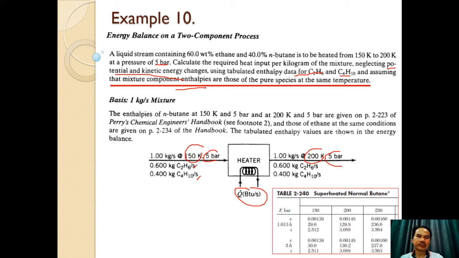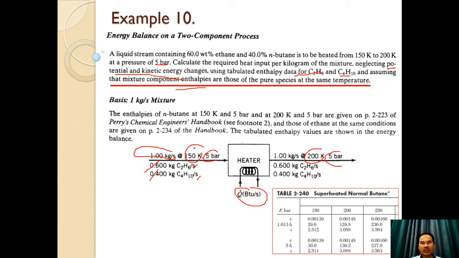For the system, we have as input the mixture of ethane and normal butane. The output is also ethane and normal butane, but in a different phase: feed in liquid, output is vapor. For this case, we base it on 1 kilogram per second of mixture. That's the basis of calculation, and you know the composition of the feed already.